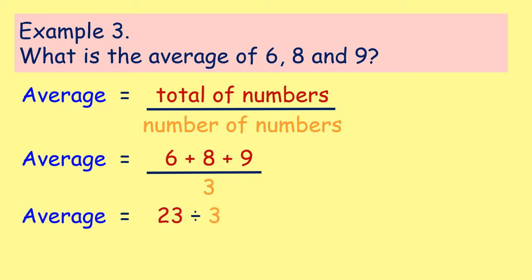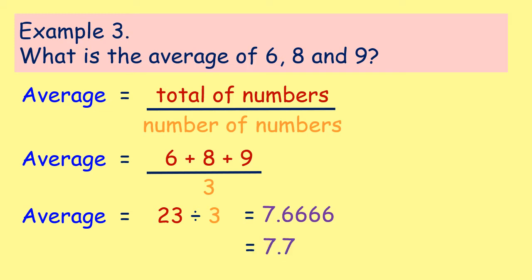Now when we put that into a calculator, what we get is 7.66666, and the 6s keep going. So what we do is we're going to round that. And in chemistry, if we don't get a nice round number, we want it to 1 decimal place. So we have 7.666, and we round that to 1 decimal place, that's going to be 7.7.